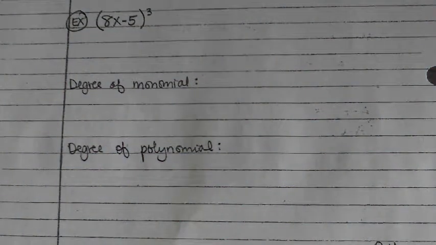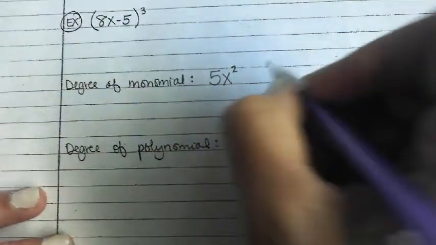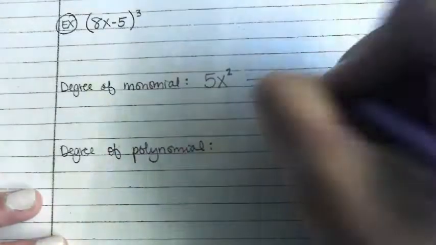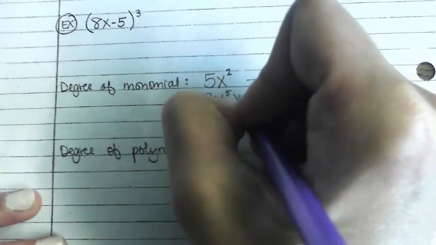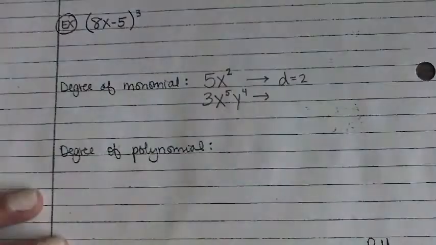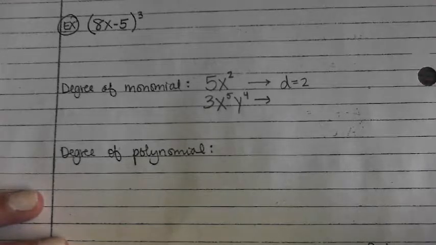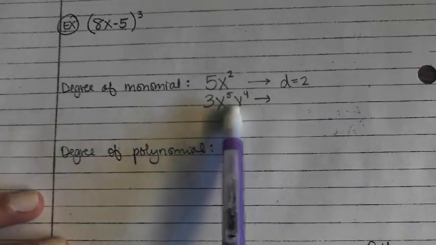The degree of a monomial. So if I have something like this, what's the degree of this? 2. How about this? What's the degree of that monomial? Nine. That has a degree of 9.